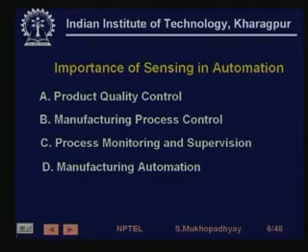And finally we also need sensors for manufacturing automation. As we will see when we see how manufacturing automation systems can be put together using, let us say, programmable logic controllers, then you will find that they use various kinds of sensors extensively, sensors like limit switches, pressure switches, contacts, etc. So sensing is extremely important in automation.